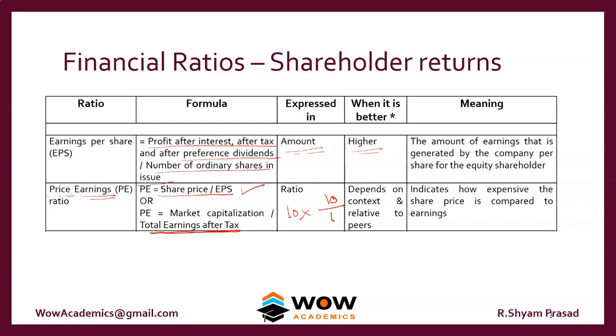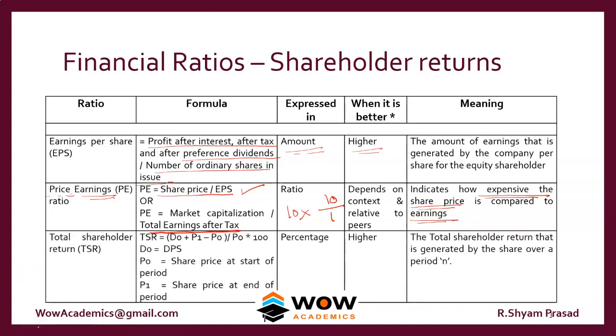Whether higher is better or lower is better depends upon the individual company's context and also how the relative peer companies are traded. So we can't say higher is better or lower is better. It depends upon the context. It indicates how expensive a share is when compared to its earnings. So that's what the PE ratio is.